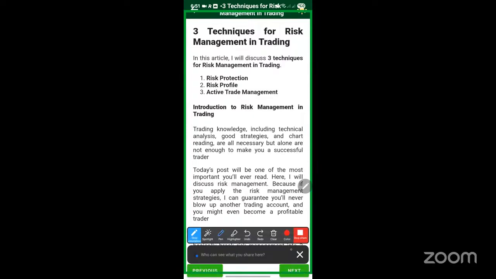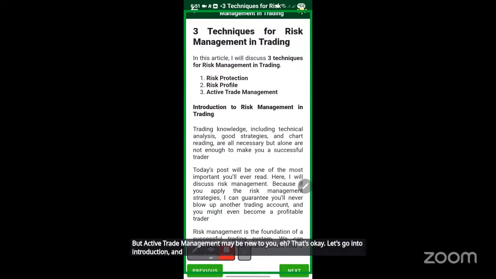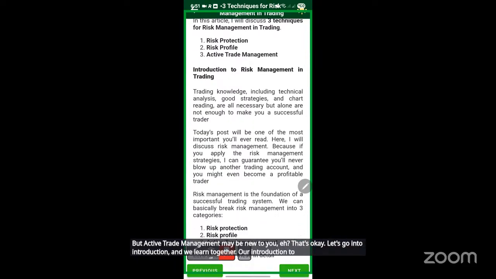We're going to look at active trade management, risk protection and risk profile. Risk protection and risk profile you have probably heard of, but active trade management may be new to you. But it's okay. Let's go into the introduction and learn together. Our introduction to risk management in trading.